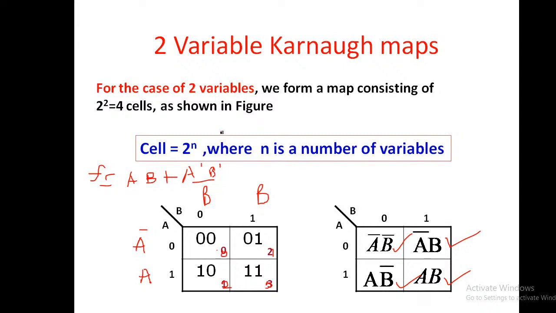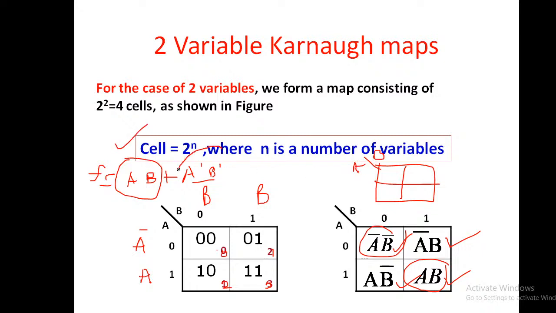Now how does the rule work? You have to find out AB means which cell? AB means this cell, right? And A bar B bar means which cell? This cell. So if I draw a KMap with A here and B here, for this one I have to put 1, and for this one I have to put 1. So in this cell I have to put 1. A bar B bar means which cell? This cell, right? So I have to put 1 here.